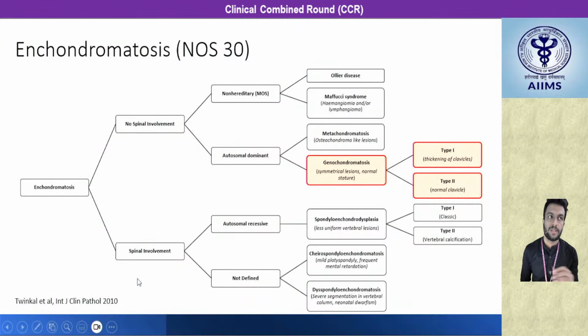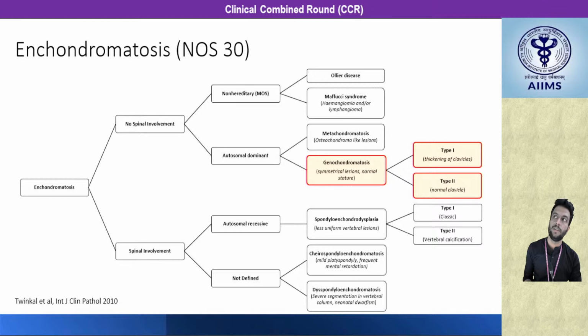So, enchondromatosis belongs to group 30 of the international nosology group for skeletal dysplasias. As a broad group, enchondromatosis involves many different diagnoses. The broad division is whether spinal involvement is there or non-spinal involvement. Within non-spinal involvement, there are two other categories.